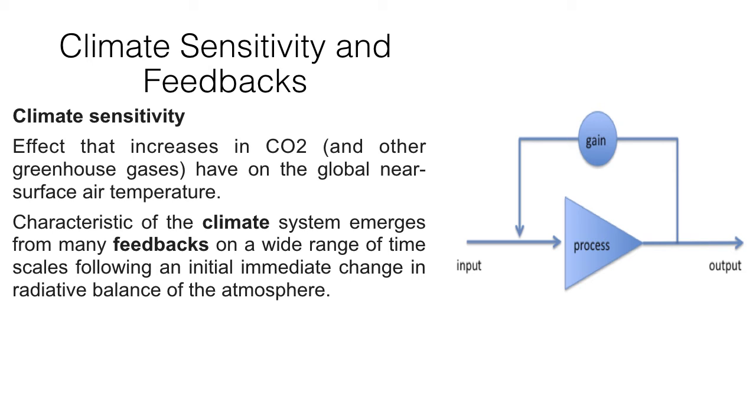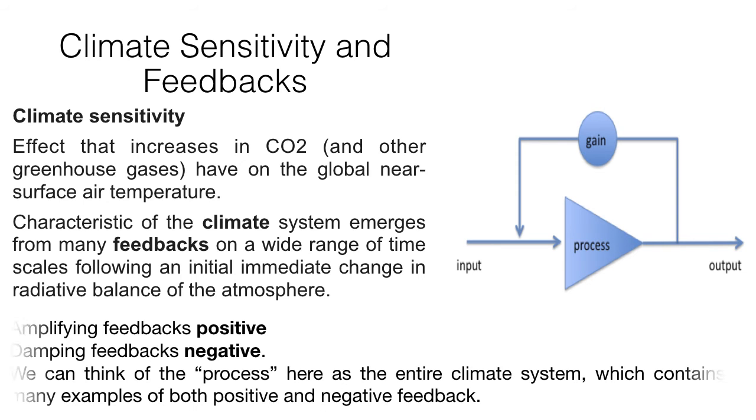Now the gain changes the contributing input, whether it is positive gain or negative gain. If positive gain, then the output will keep on increasing. If negative gain, the output keeps on decreasing. So the result of the loop system can be either amplification or damping of the process, depending on the sign of the gain of the loop. The sign of the gain decides whether it is a positive or negative loop. Amplifying feedback is positive, damping feedback is negative.